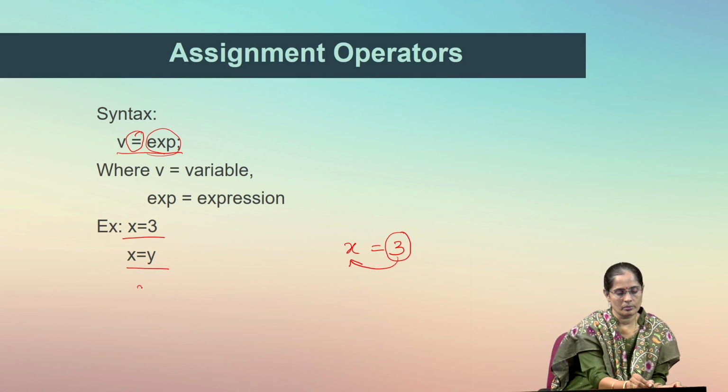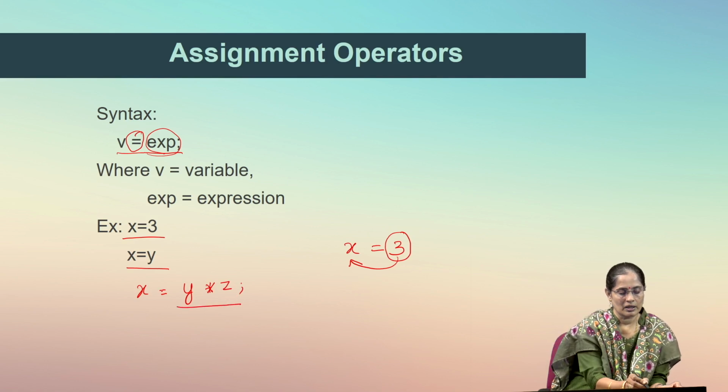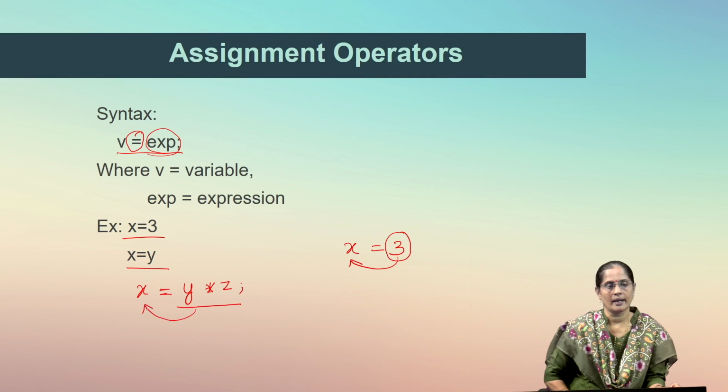This can also be given in the form of an expression, say y into z. This is also an assignment operation in which the right hand side will be an expression whose value will be evaluated and the result will be passed on to the variable x. So, this is the basic concept of any assignment operation. The assignment operator can be slightly modified and can be named as shorthand assignment operators.